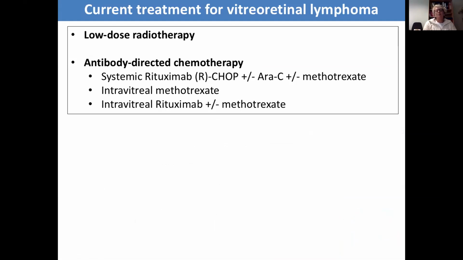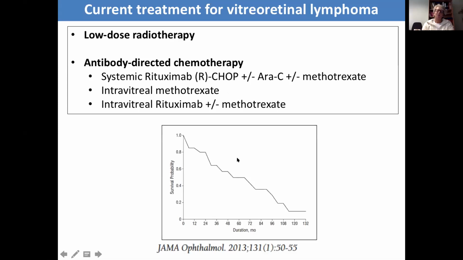So with respect to treatment, this is a bit controversial, but I think more and more people are concentrating on chemotherapy, which is antibody directed, i.e. directed to using rituximab against the anti-CD20 antigen on the B cells. Others have used, if it's only ocular disease, intravitreal methotrexate, but you can obviously have the combination.